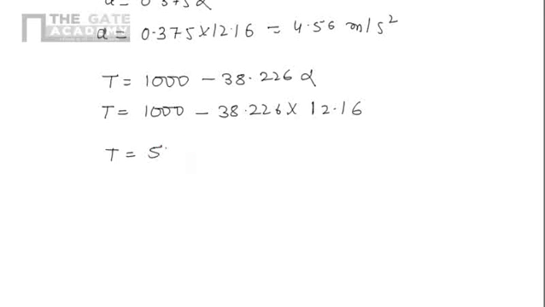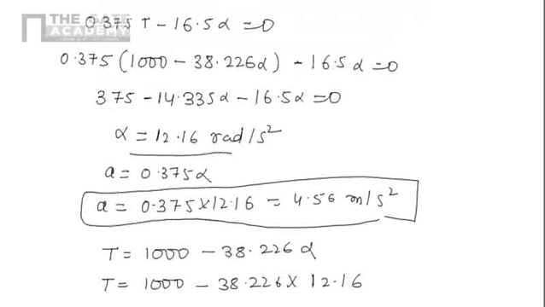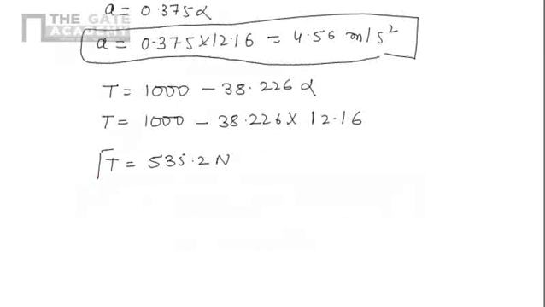So T is 535.2 newton. Now the acceleration of the weight we know is 4.56 meter per second square. The angular acceleration of the drum is 12.16 radian per second square. The tension in the rope string is 535.2 newton. So in this way, by the application of D'Alembert's principle combined with the free body diagram and applying the equations of equilibrium, we can easily find the unknown values.